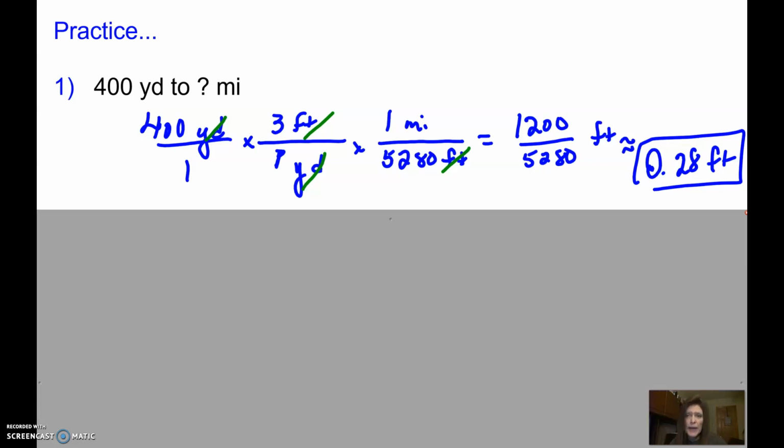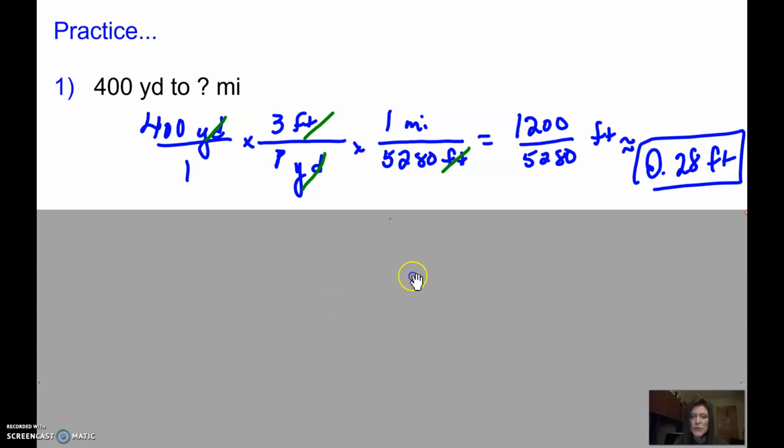But I'm trying to get to miles, so I have to use another conversion factor. In this case, the 1 mile is equivalent to 5,280 feet. Again, I put the feet in the bottom so that it cancels with the feet that I'm trying to get rid of. The only label after I cross off all the pairs, the only label left is miles, and that was what I wanted. So when I get my top part multiplied together, I've got 1,200. Bottom part multiplied together, I have 5,280. So when I do that in my calculator, I got about 2.8 miles.